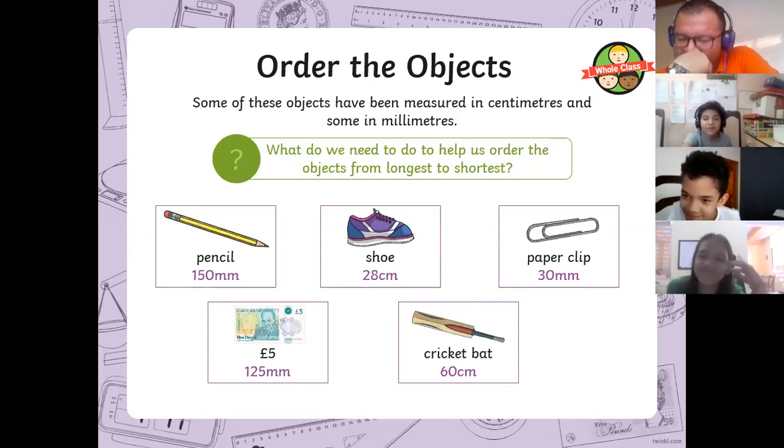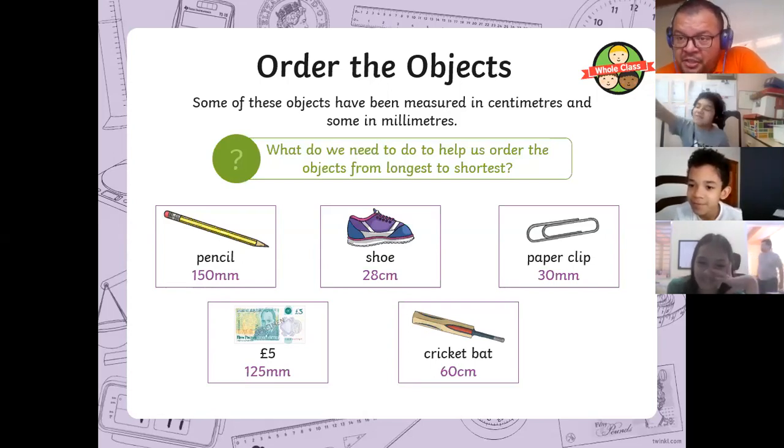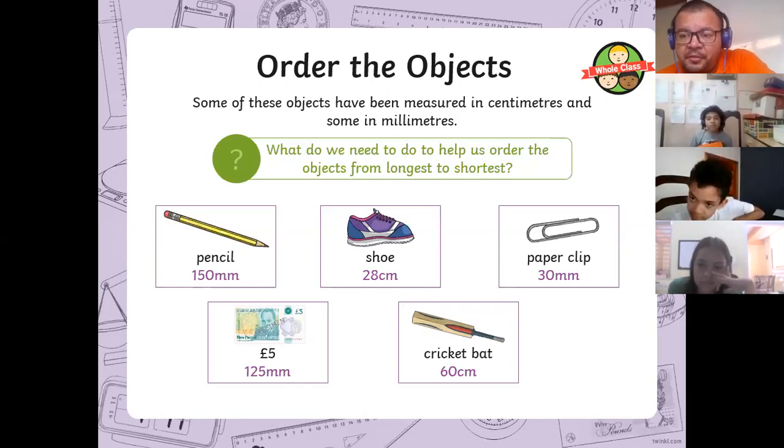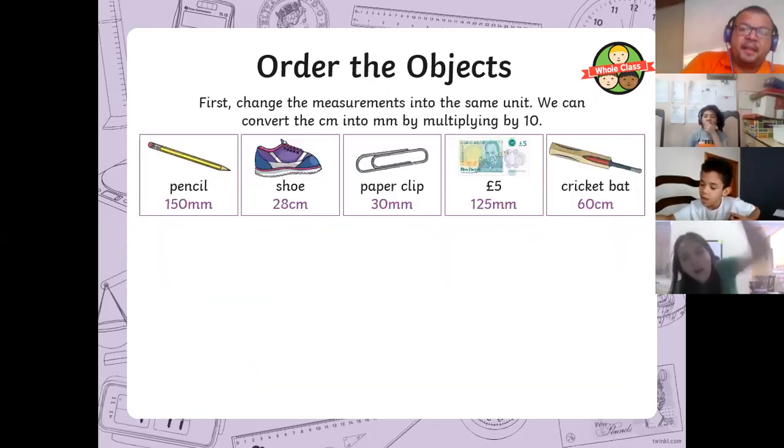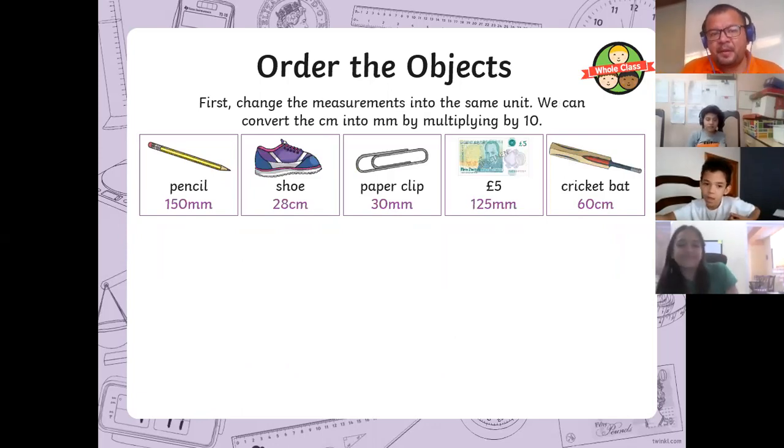That's right, because for example, if we change the paper clip that is 30 millimeters to centimeters, it's only 3 centimeters. The 5 pounds is 12.5 centimeters. The pencil is 15 centimeters. The shoe is 28 centimeters or 280 millimeters. And the cricket bat is 60 centimeters, equal to 600 millimeters. Very good. And that is the order.